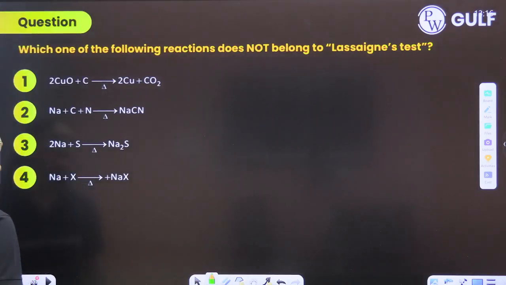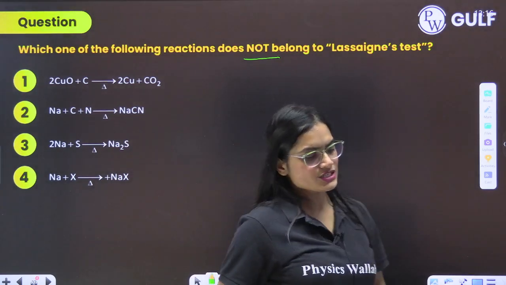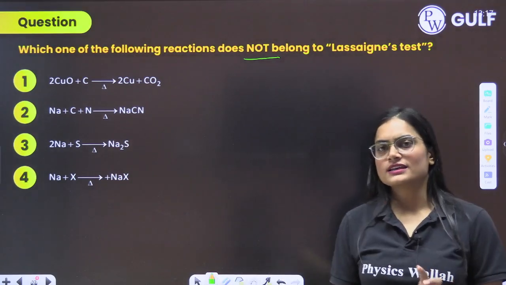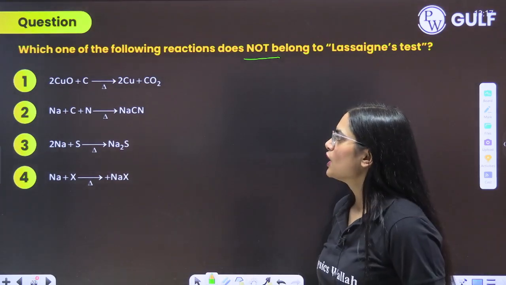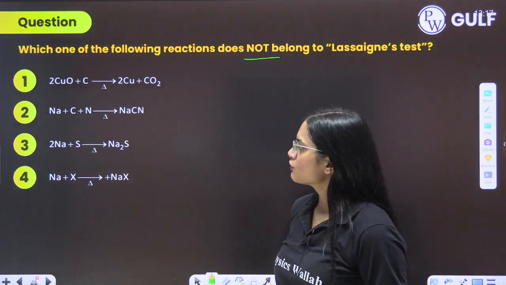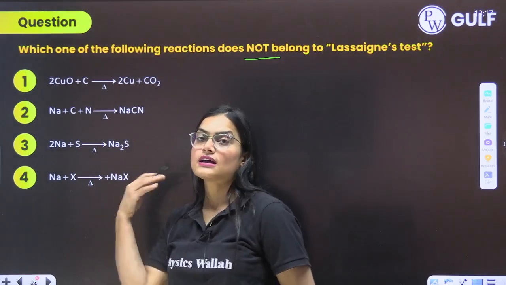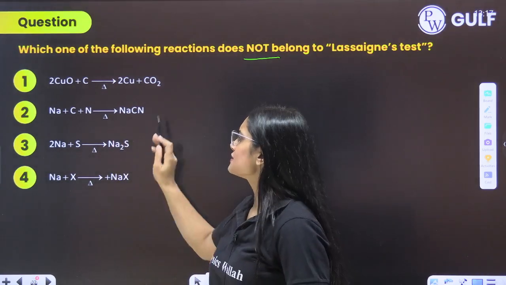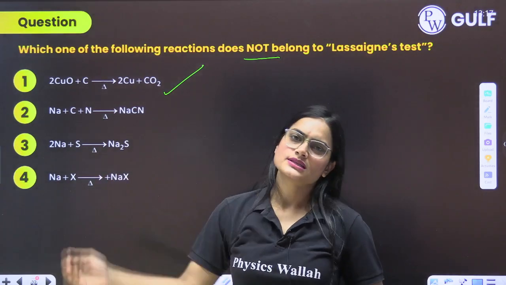Which one of the following reactions does not belong to Lassaigne test? Beta, the Lassaigne extract we prepare to convert an organic compound into its ionic form so that we can carry out the analysis. We treat the organic compound with sodium and heat it. In the Lassaigne extract, the element present can be halogen, sulfur, or nitrogen. All these three reactions are applicable for Lassaigne test, but this one is not at all applicable. Option 1 is the right answer here.